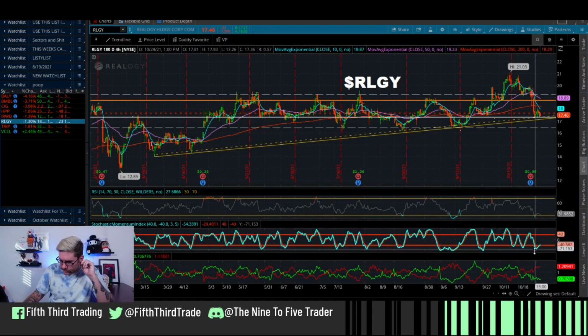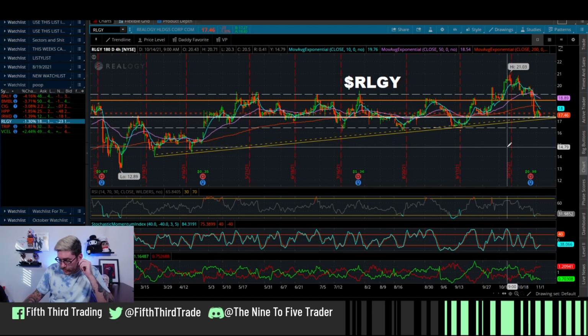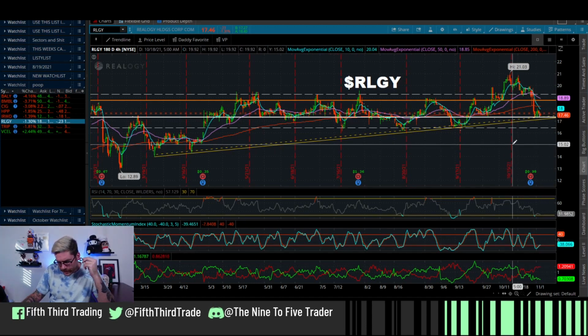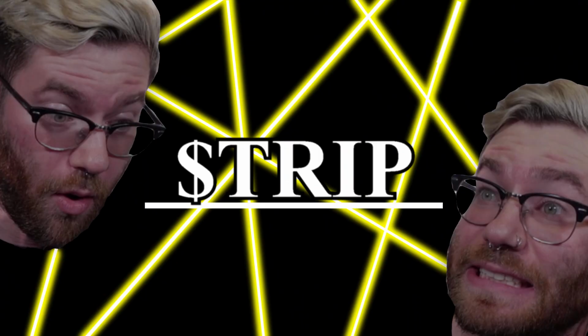RSI at 30, I love it. Stochastic is low, I love it. No bearish or bullish divergences really. Looks pretty good. Negative 40 is good. Bulls low, bears high. RLGY is everything that you want in a stock. Again, you maybe want to see the 200 below us, but again, it's a really great value here. That trend line is absolutely gorgeous. RLGY, I would definitely watch this. I love it.